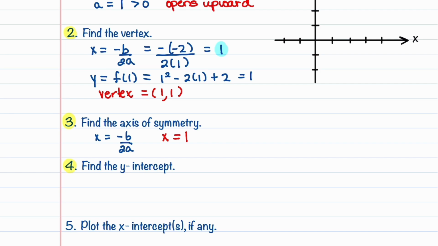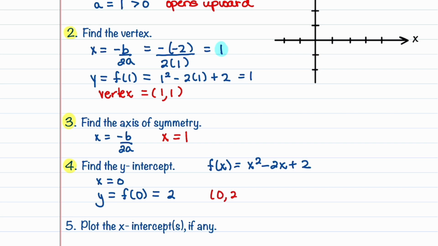Now we'll go on and find the y-intercept. I'm going to go ahead and write the function down here again so we can see it. We have f of x is equal to x squared minus 2x plus 2. The y-intercept is where x is equal to 0, so we'll write down x is equal to 0. And then our y is going to be f at 0. Plugging in 0 into our function, we have f of 0 is equal to 2. And that tells us that our y-intercept is the point (0, 2).